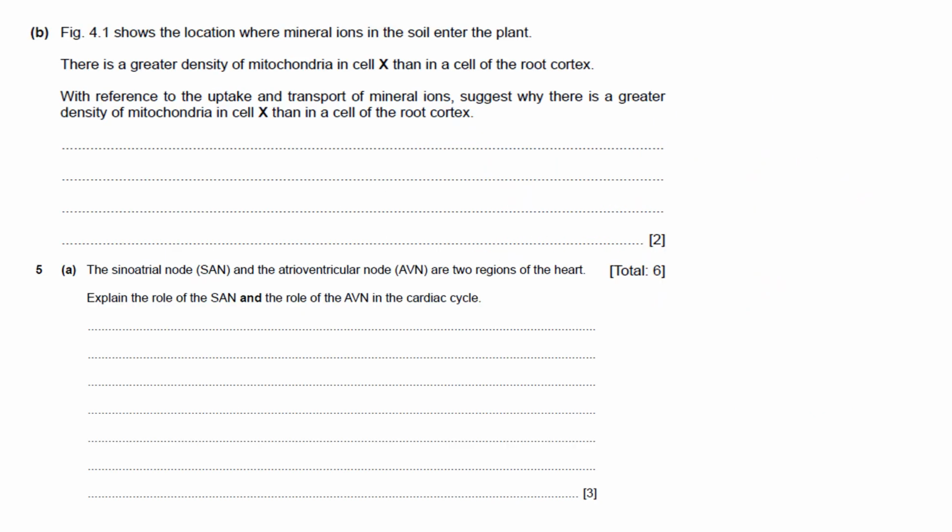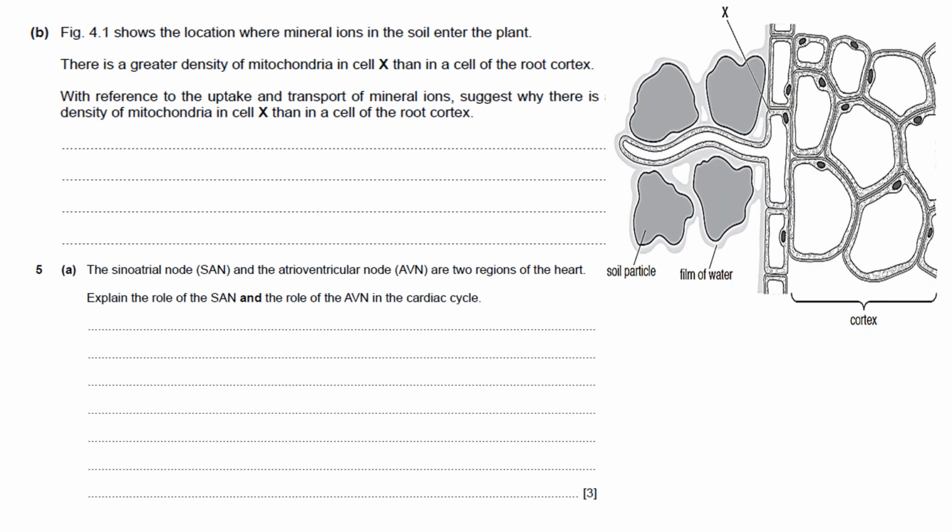Okay, figure 4.1 shows the location where mineral ions in the soil enter the plant. There is a greater density of mitochondria in cell X than in a cell of the root cortex. With reference to the uptake and transport of mineral ions, suggest why there is a greater density of mitochondria in cell X than in a cell of the root cortex. So over here, that's the soil particle, and you have mineral ions, and then there is cell X.